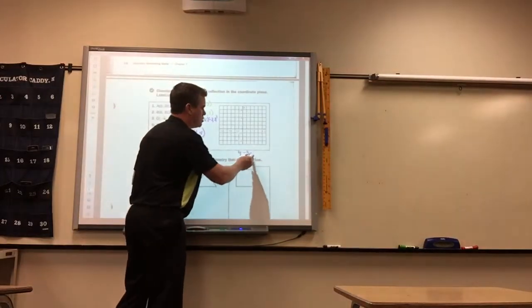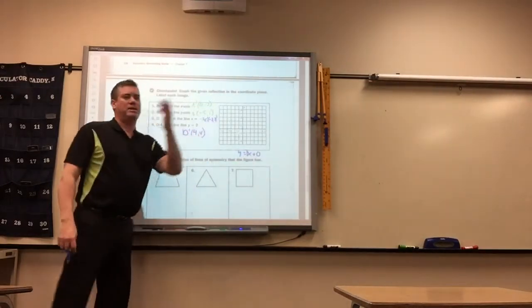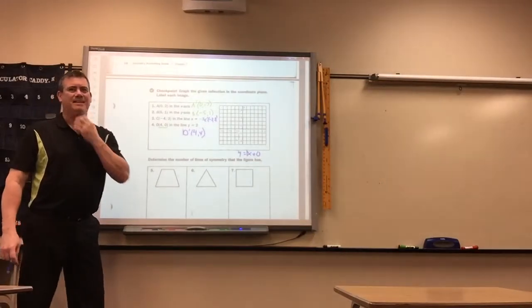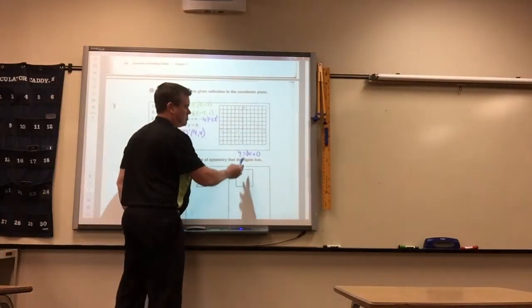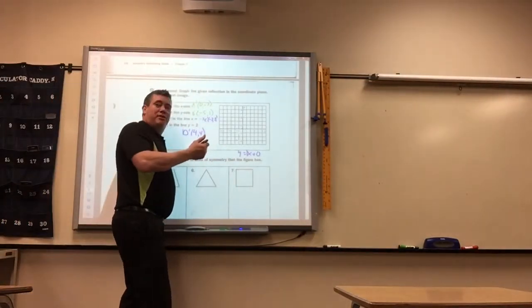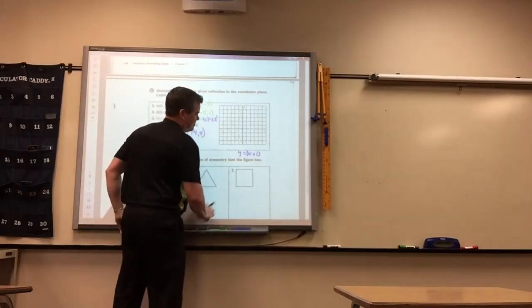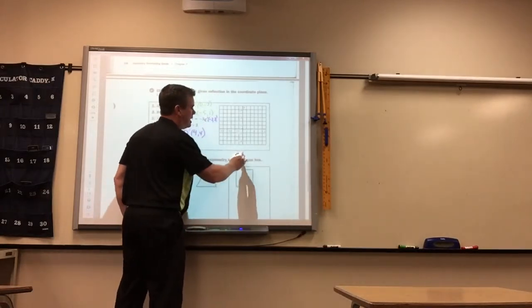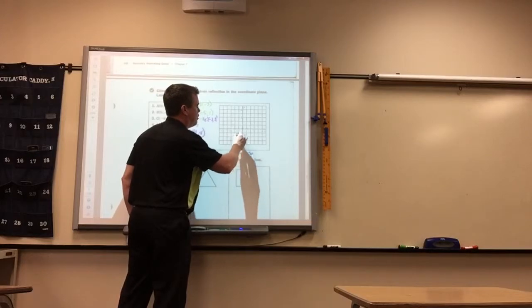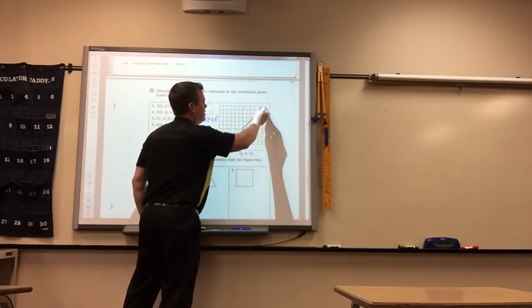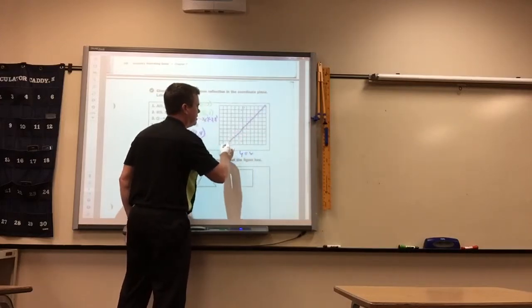It's like y equals 1x plus 0. Y equals mx plus b. There's a slope. It's a 45-degree line. Y equals x is the 45-degree line like that.